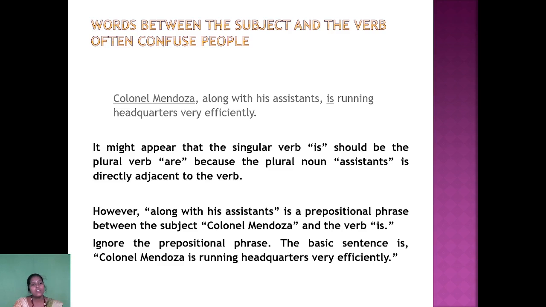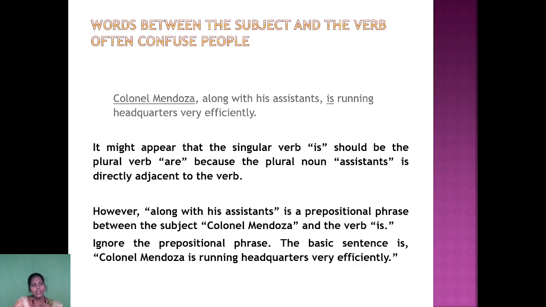Then we move to the second rule. Words between the subject and the verb often confuse people. We have some confusions in subject-verb agreement. This is a basic sense of all the things because we have to create some sentences in English. We just have to focus on the subject and verb agreement. Some confusion is there.